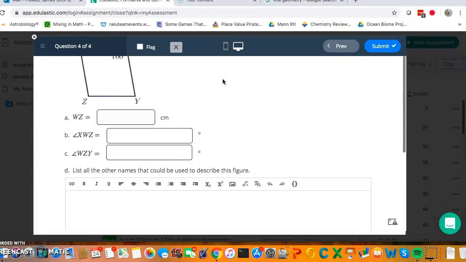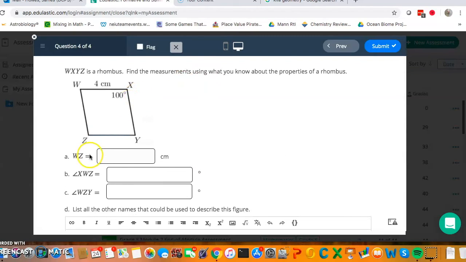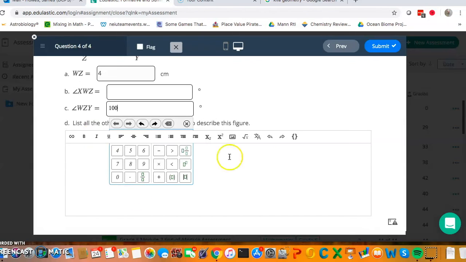Alright, so here it tells me that this shape is a rhombus. It wants me to find this side, WZ. Well, it's a rhombus, so they're all the same length, so that's 4. This is asking me what is XWZ, so that means this angle here, W. And we know in a rhombus that the angle opposite this angle must be the same, so those two are 100, and it actually asks me what WZY is. Well, I know right there, that's 100.